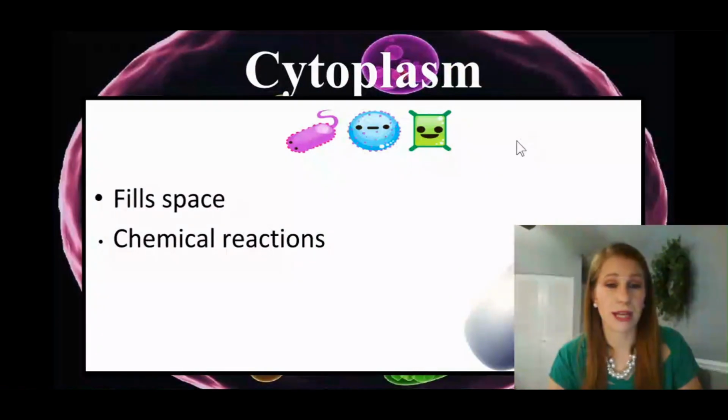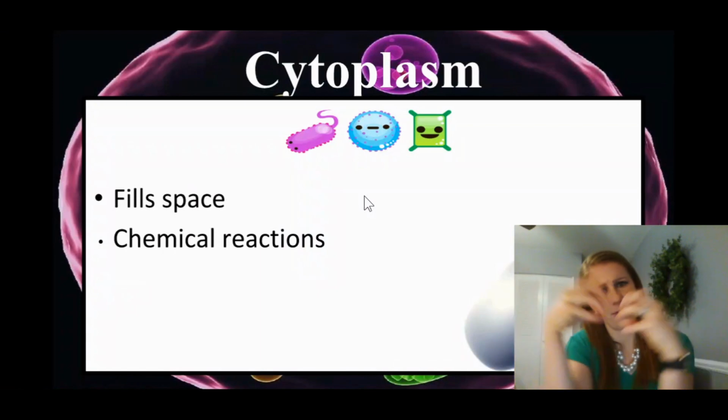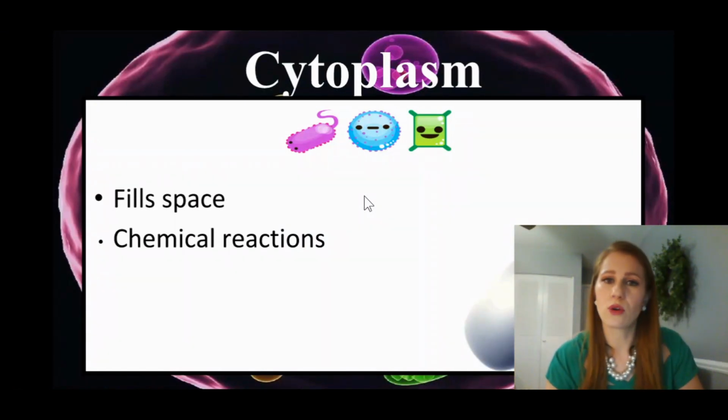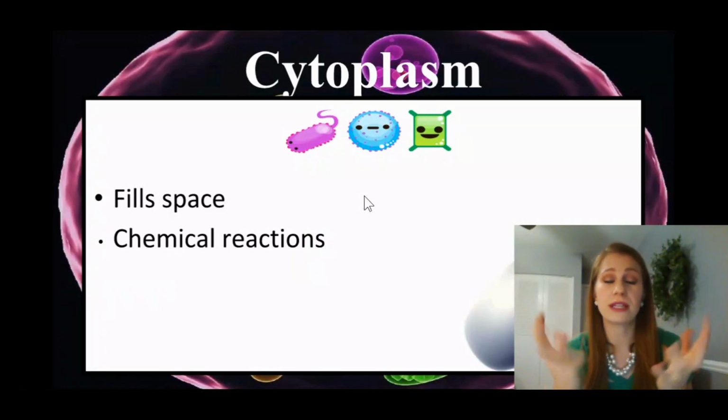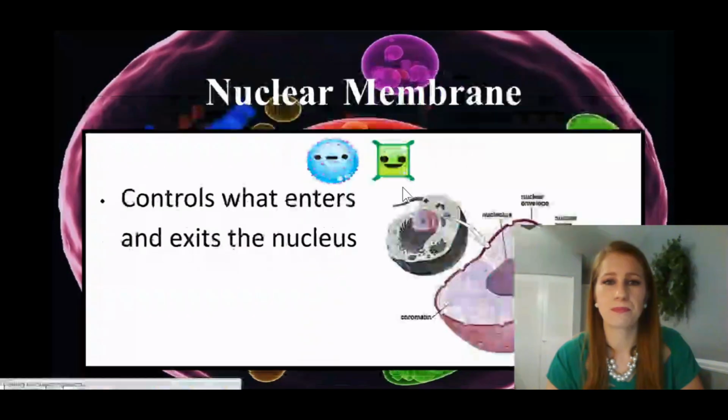Next up, we have the cytoplasm. That's found in bacteria, animal cells, and plant cells as well. And it's kind of a strange one. The cytoplasm is really there to fill the space of the cell, make sure it doesn't fall in on itself and kind of turn to goop. And it's also there to help chemical reactions happen. It has a lot of nutrients that may fill that space to help those reactions happen in much quicker ways.